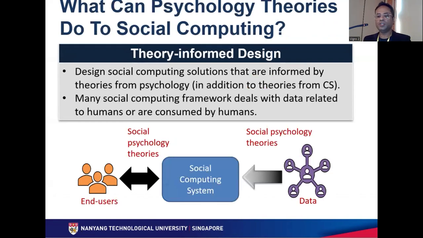So we introduced this paradigm called theory informed design, especially psychology theory informed design, where the design of social computing solutions is informed by theories from psychology, in addition to theories from CS. The reason is very clear: data in social computing frameworks are related to humans and consumed by humans. Humans are at the center.